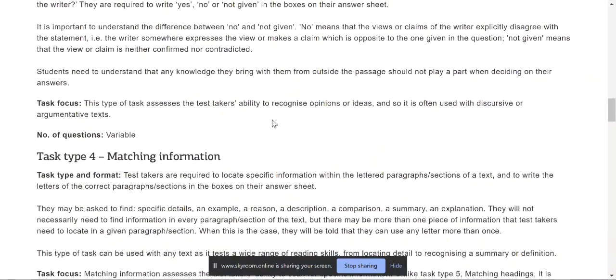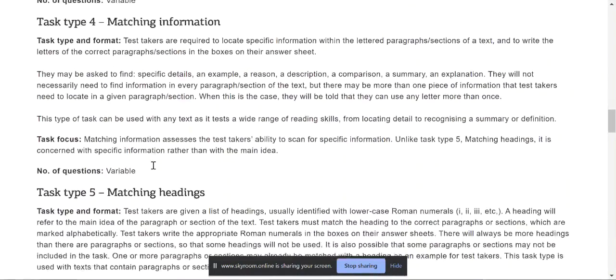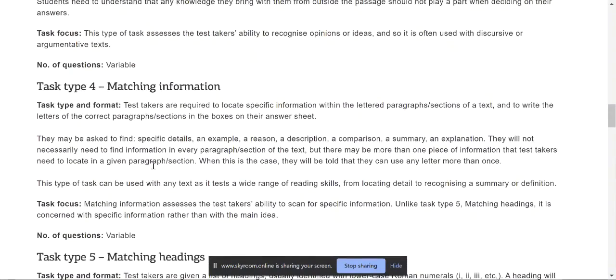Matching information. When it says matching headings or matching information, it means you have to read the whole passage. There is no trick, there is no scanning. Yes, you have to do something like this, but it's not the first step. In the first step, when you see the passage, you have to get some ideas from it, and these ideas come completely from reading the passage. So you have to read the passage first, but you have to read it fast.